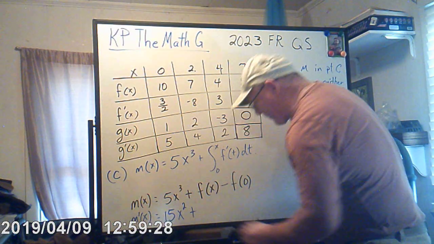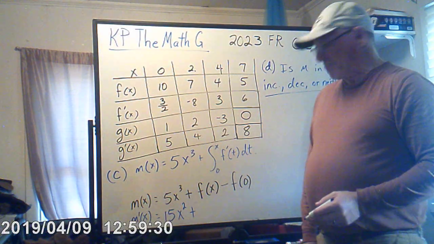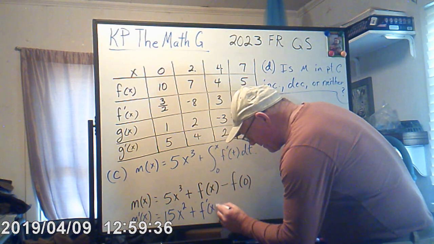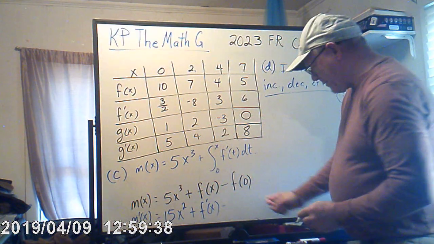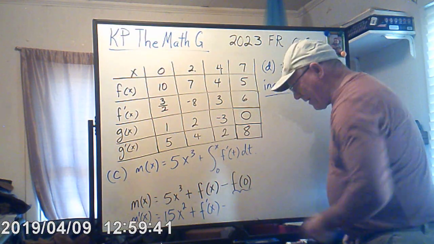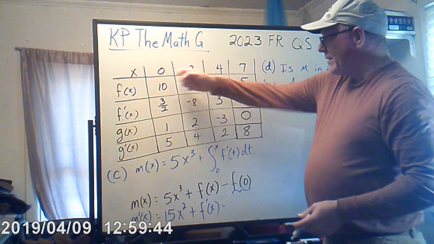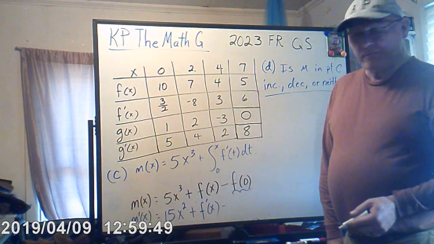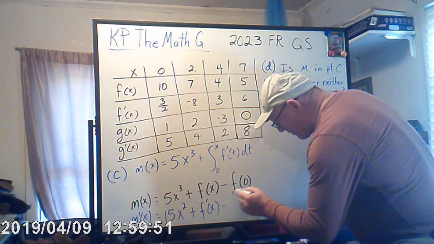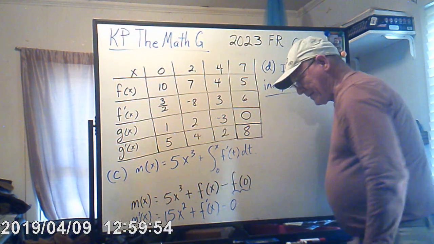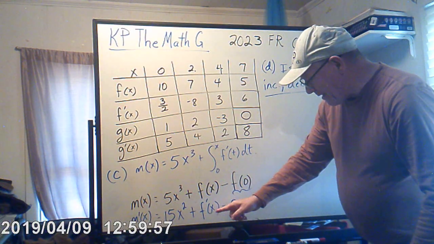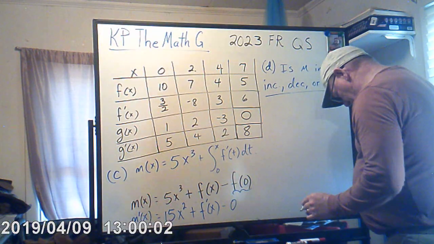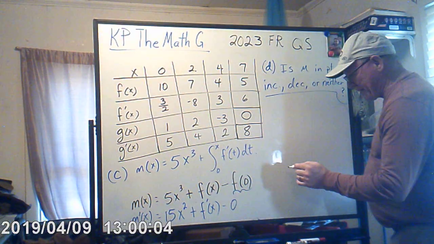Now, how do we find the derivative of f at x? You put a prime on it. Now, if we take the derivative, this is a constant, right? F at 0 is 10. This is 10. What's the derivative of 10? 0. So the derivative of f at 0 is 0. So we have 15x squared minus f prime at x. So now we just need, excuse me, let me step over here where you can see this.